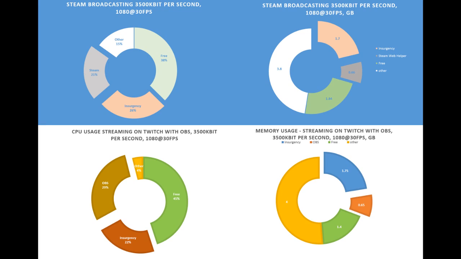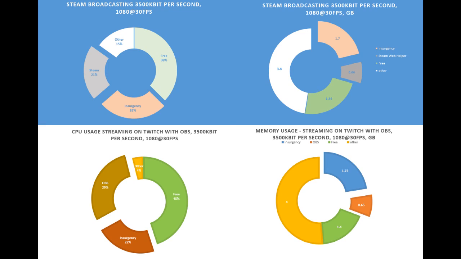Going to the Steam broadcast, I have the CPU usage in comparison. Steam, obviously, blue charts, Twitch and OBS white charts. So the Steam CPU usage is above the other, and memory usage above each other. So let's begin with the CPU usage for Steam broadcasting.